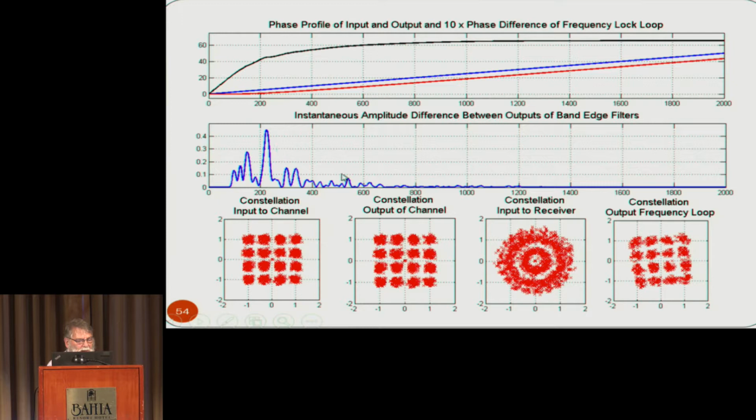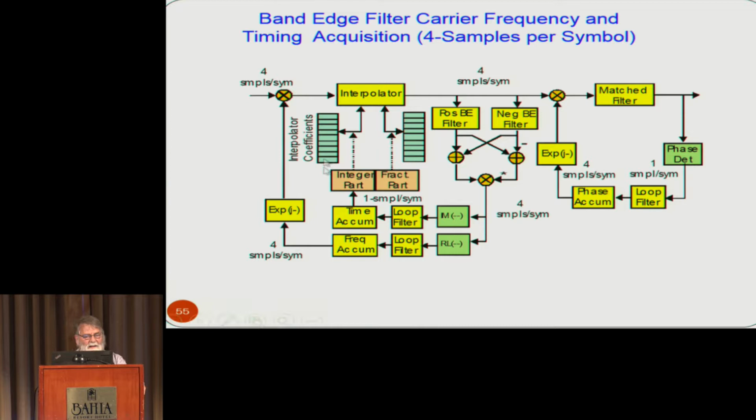We stop it from spinning and we get an unknown phase. Doesn't care what the modulation is. This is a neat little trick. This little loop has a band edge filter in it. You generate the positive and negative band edges, generate the sum and difference, take the product. The real part runs the phase lock loop. The imaginary part runs the timing loop. And when you come out of here, it's already no longer spinning and it's already timed.